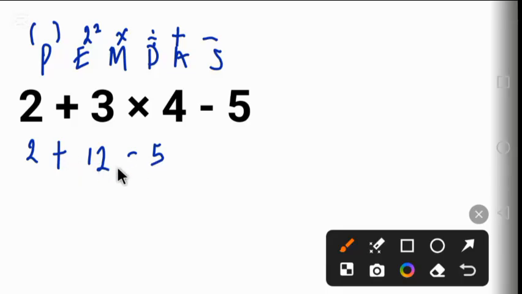Remember, addition and subtraction have the same priority. We work from left to right. That is, the one that appears first from the left is what we are going to solve, and we have addition there. So we begin with the addition. 2 plus 12 will give us 14, and then 14 minus 5 will give us 9. This is the correct answer.